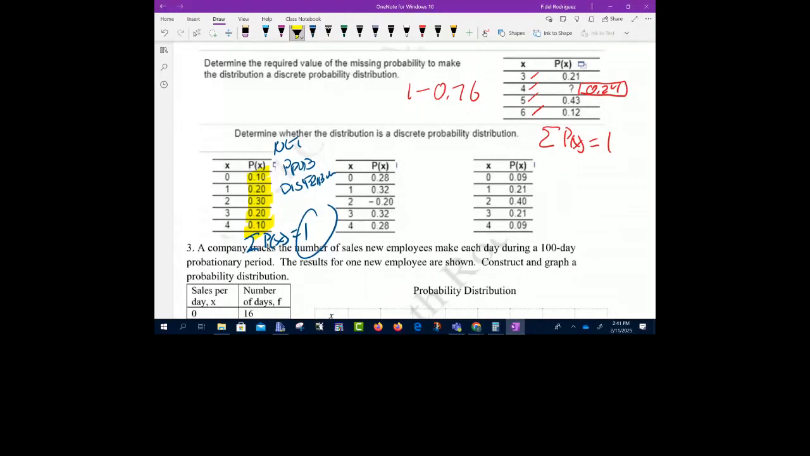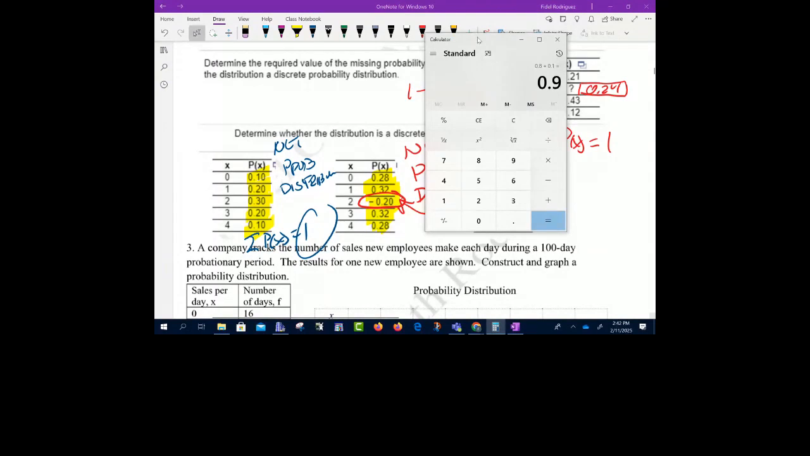Let's take a look at the next one over here, y'all. All of those numbers there have to be between 0 and 1. That probability right there, y'all, negative. Not a probability distribution, okay? Not a probability distribution because we have that guy right there that's negative, okay? All the numbers should be between 0 and 1. And when you add them all together, they should add up to 1.